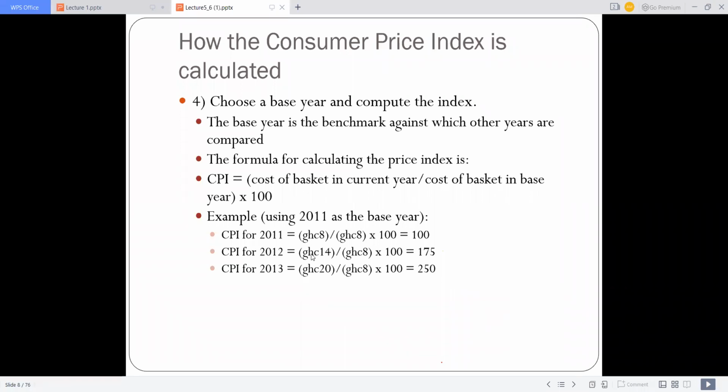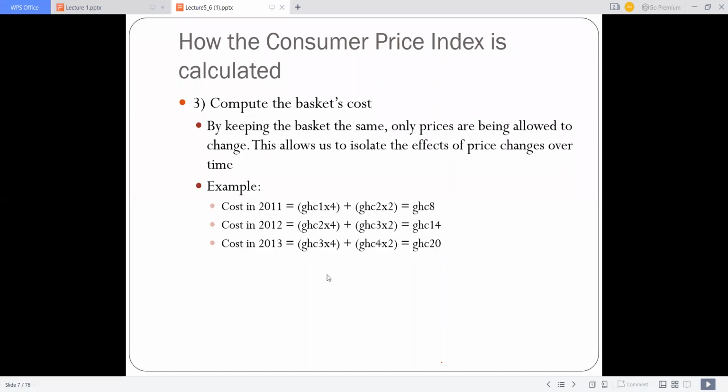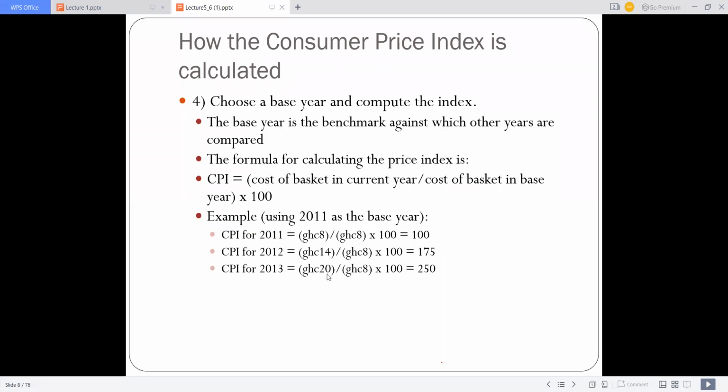So 2012, our current cost is what? 14. What's the base year cost? 8 Ghana cedis times 100. We have this. 2013. What is the current cost? What did we get here? 20, right? And what is the base year? The base year given was 2011, and its cost is 8 Ghana cedis. So you come here, the 20 Ghana cedis over the 8 Ghana cedis times 100, and you have 250. So this is how you compute CPI for every year.